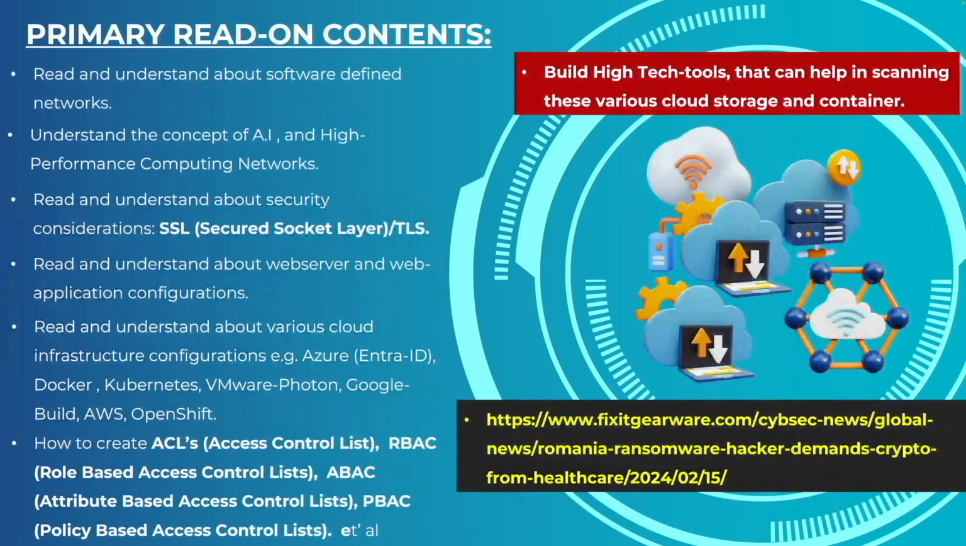Next, read and understand about software-defined networks. Understand the concept of AI and high-performance computing networks. Read and understand about security considerations, SSL, Secure Socket Layer, TLS. Read and understand about web server and web application configurations, about various cloud infrastructure configurations. For example, Azure, which is also known as Entra ID, Docker, Kubernetes, VMware Photon, Google Build, AWS, and OpenShift. So these are the trending containers out there.